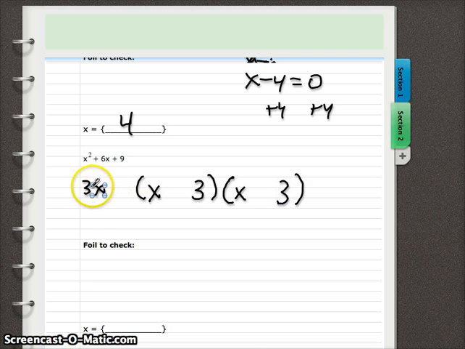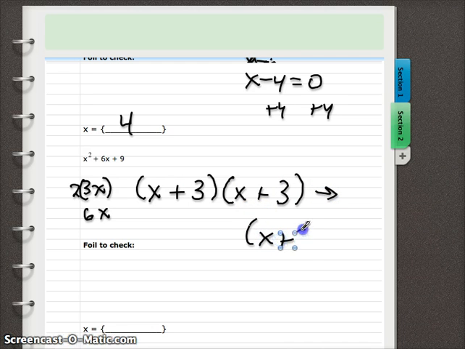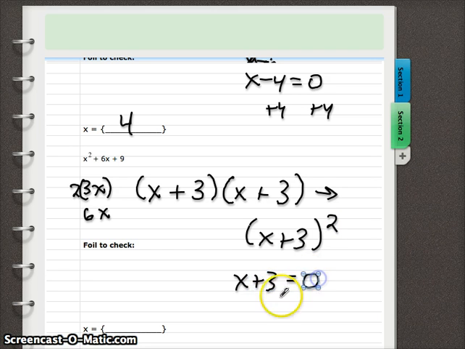And now let's double it. Well, 2 times 3x is 6x. Is that the middle term? Yeah, it is. So we can put the middle term sign in there and rewrite it as a binomial squared. And then solve for x. x plus 3 equals 0. So subtract 3 from both sides, and x is negative 3.